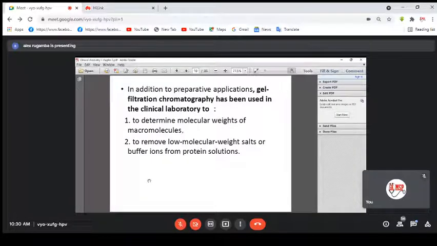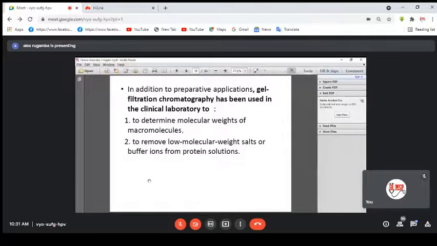In addition to preparative application, gel filtration chromatography has been used in clinical laboratories. So this is gel chromatography. Gel filtration is chromatography, but chromatography is used in many ways, as I told you. You may use gel to separate, you may use the affinity, the polarity for separation. You may use antibody antigen for separation. You may use filters. So here we are talking about the gel separation, so it is called gel filtration chromatography. It may be used to determine the molecular weight of macromolecules, as I showed you, or to remove low molecular weight salts or buffer ions from the protein solution.